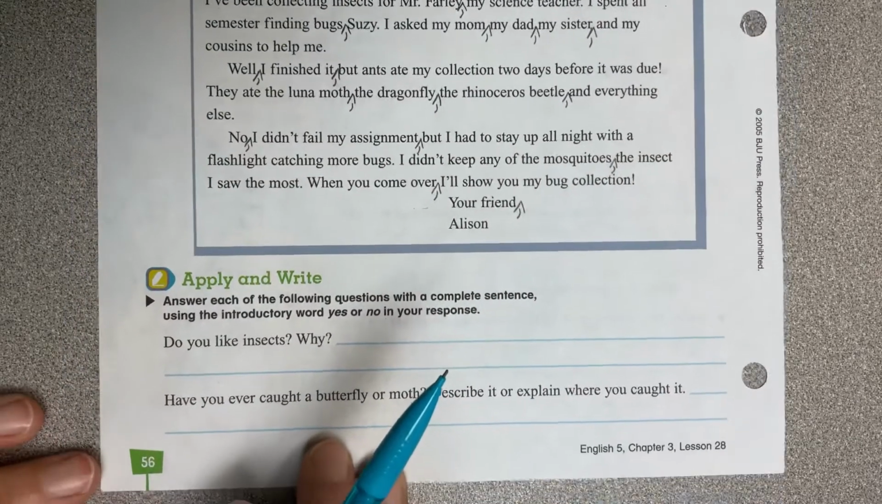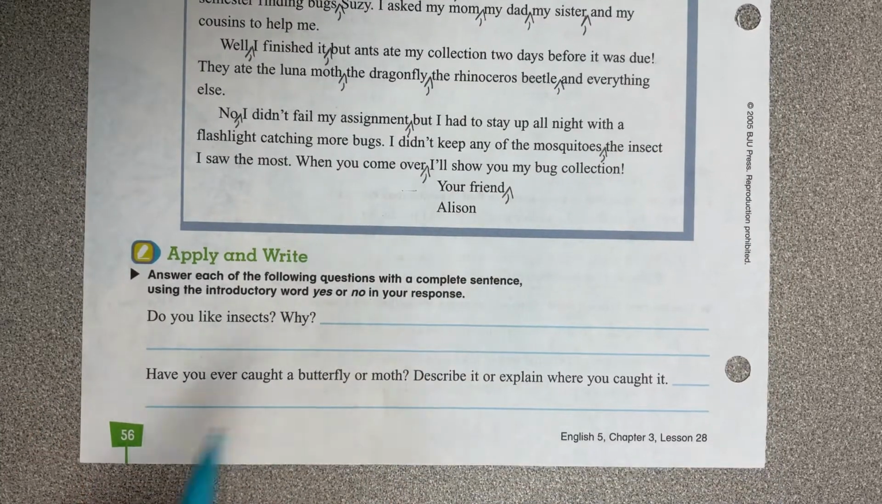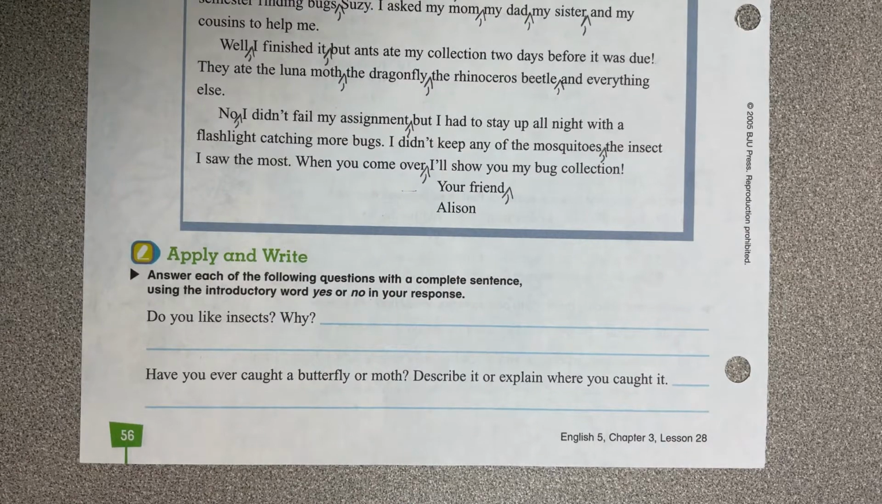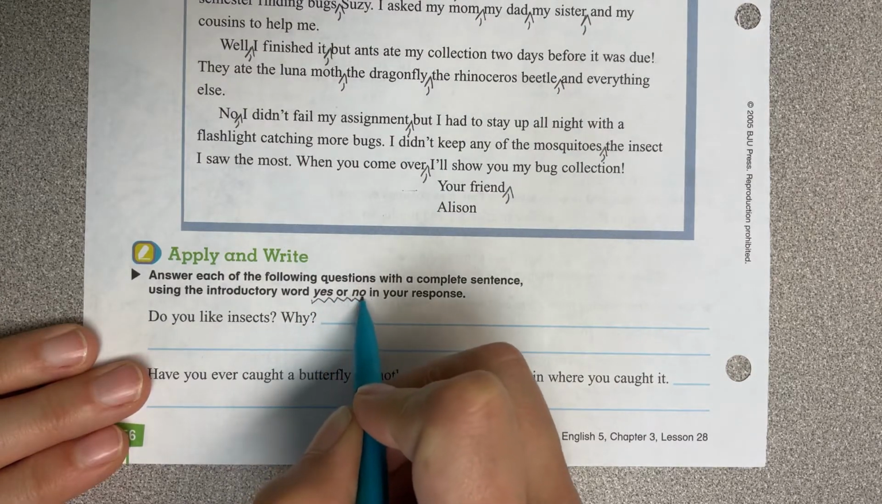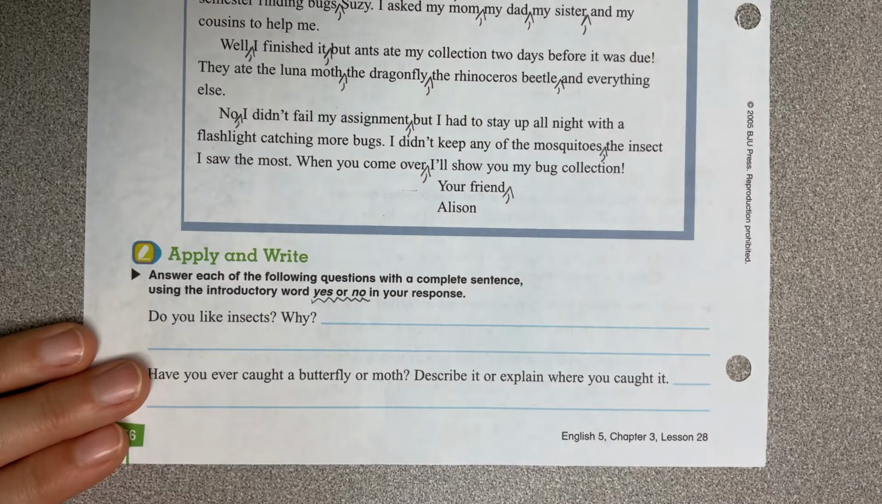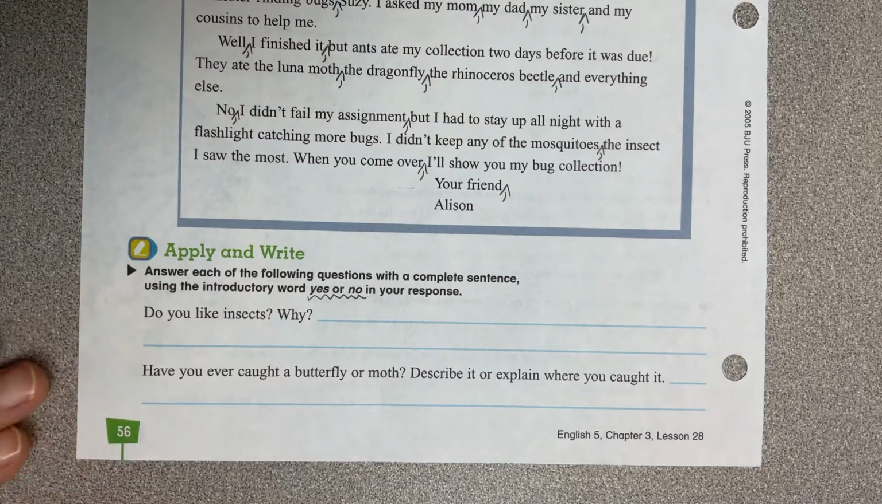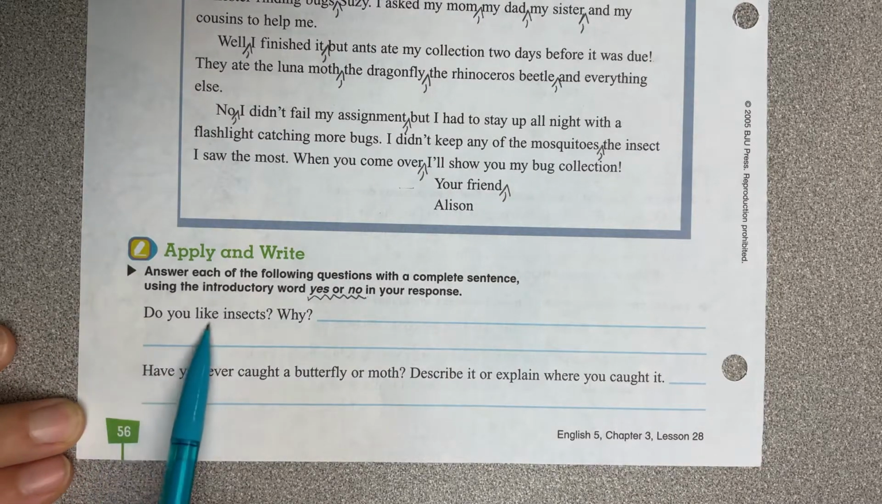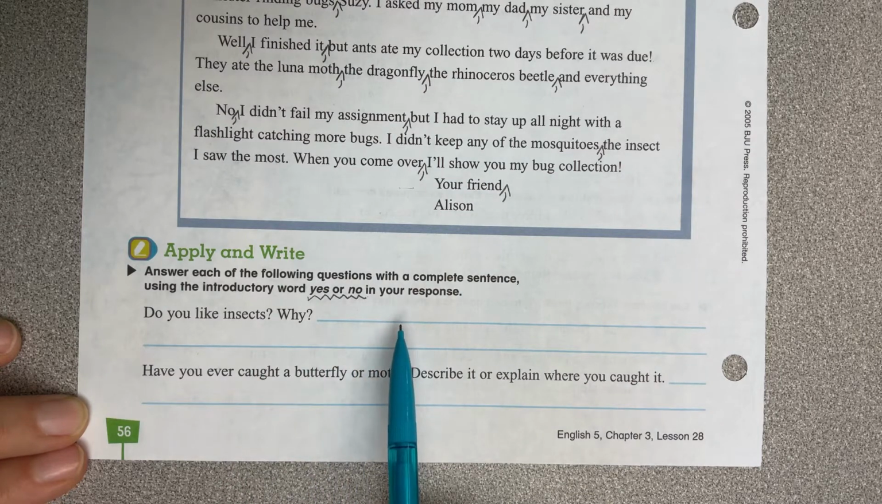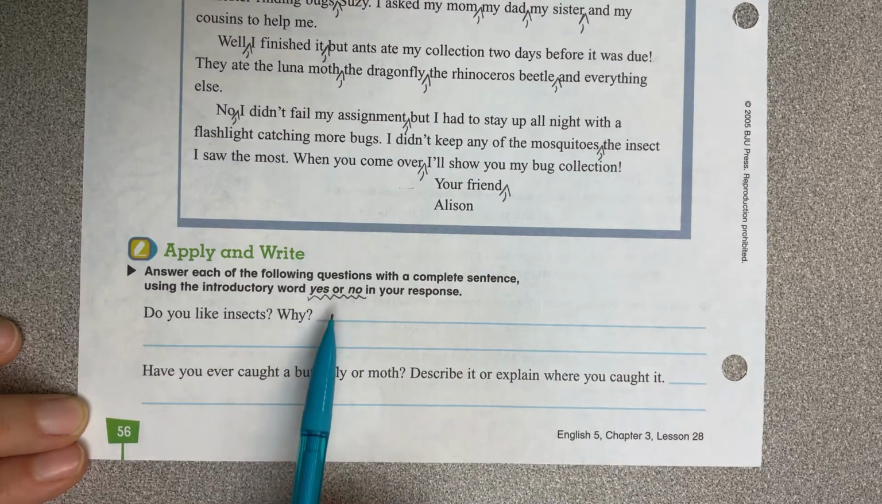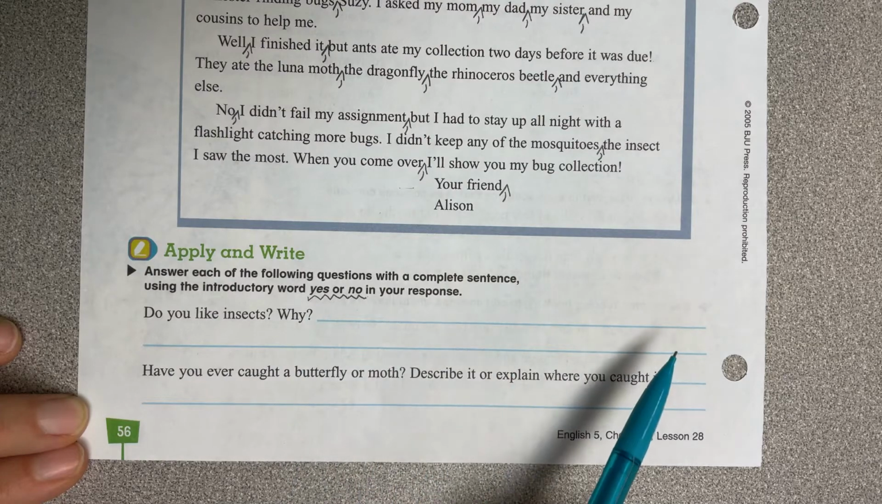Great job. Now down here on the apply and write, it says answer each of the following questions with a complete sentence using the introductory word yes or no. That means you need to say yes and explain, or you need to say no and explain. So the first one says, "Do you like insects?" So you'll write yes, comma, and tell me why, or you'll write no, comma, and tell me why.